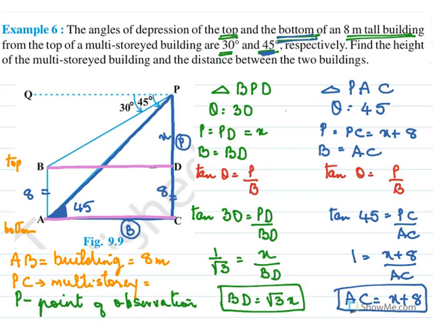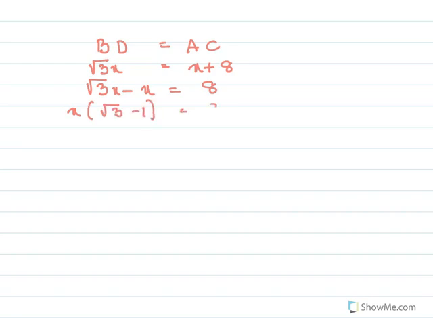So this is my key. BD equal to AC. The next thing I'm going to do is BD equal to AC. So in the figure we saw that BD was equal to AC. BD was root 3x and AC was X plus 8. So we solve this. Root 3x minus X equal to 8. You take X common out. X times root 3 minus 1 equal to 8. So X equal to 8 over root 3 minus 1.